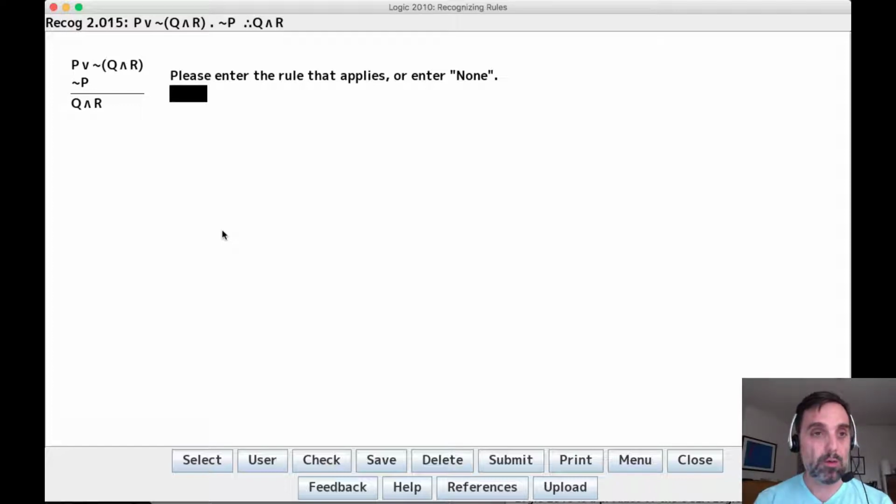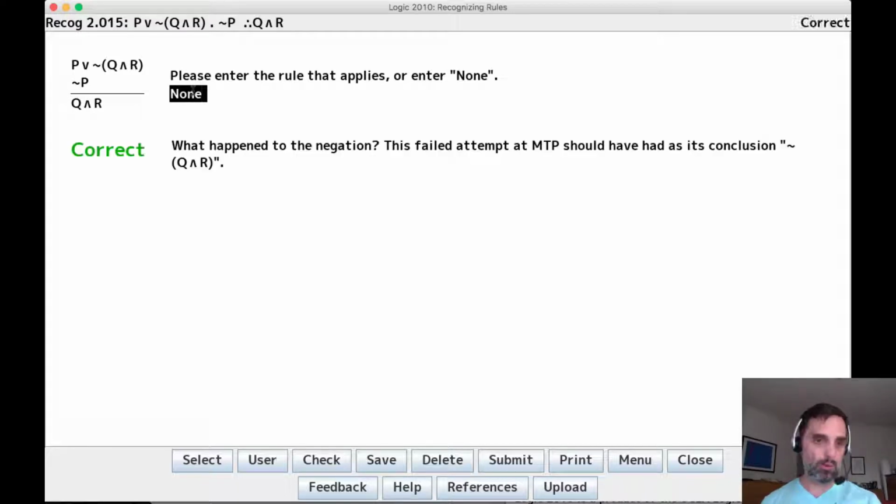So we have P or not Q and R, and we have not P. So those are premises for MTP. But what you get from MTP is the entirety of the other disjunct. Think about it. If the disjunction is true and one of the disjuncts is false, then the other disjunct must be true. So what you should get with MTP is not Q and R, not what we have here, Q and R, as our notation says here.